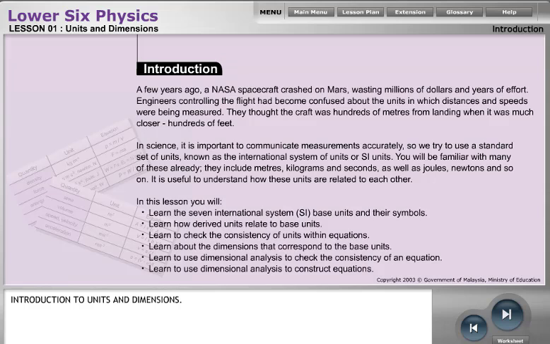In this lesson, you will learn the 7 International System SI base units and their symbols. Learn how derived units relate to base units. Learn to check the consistency of units within equations. Learn about the dimensions that correspond to the base units. Learn to use dimensional analysis to check the consistency of an equation. Learn to use dimensional analysis to construct equations.